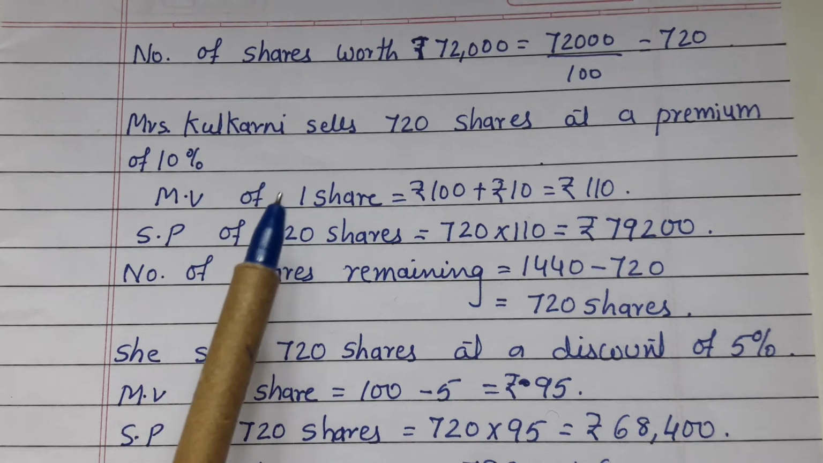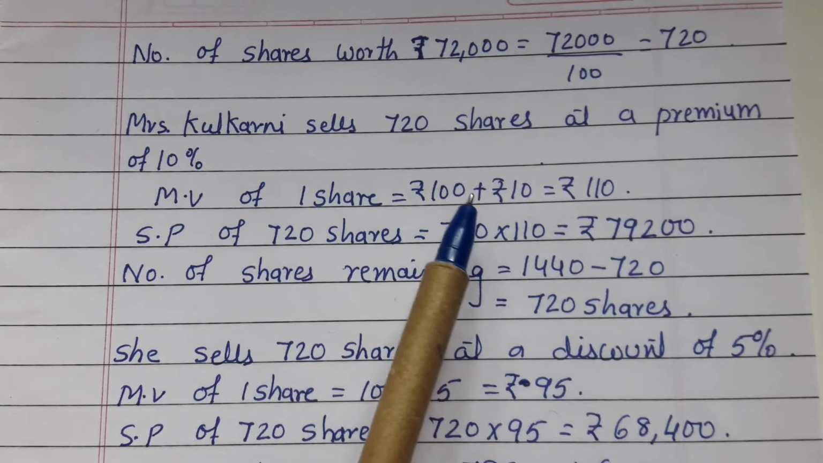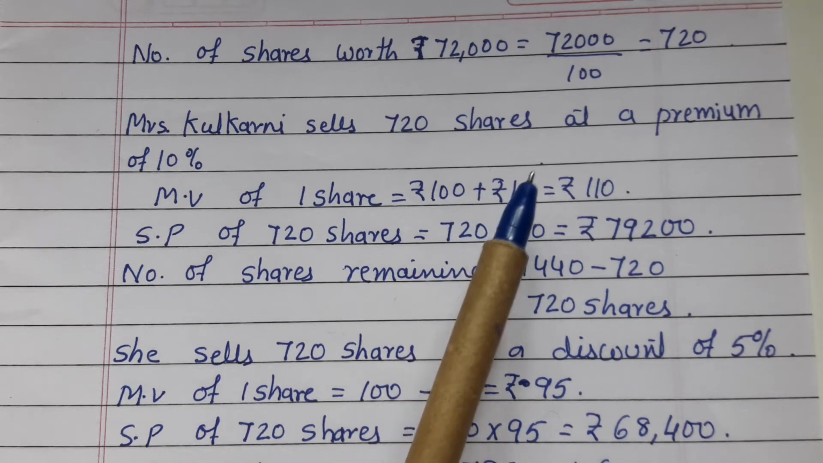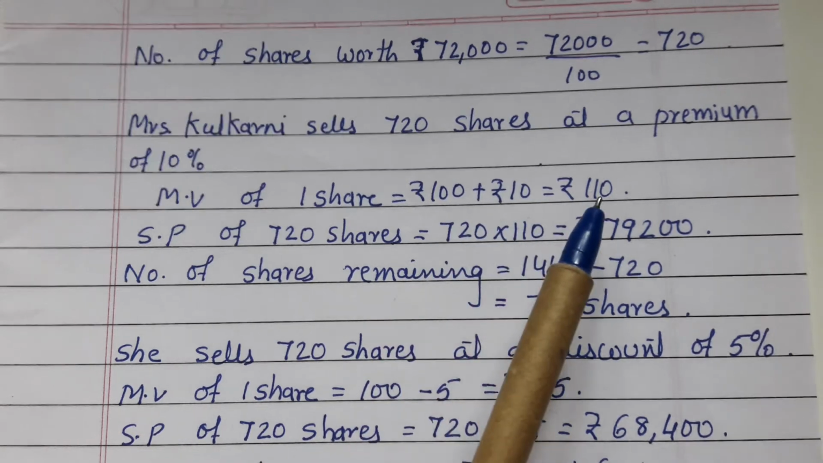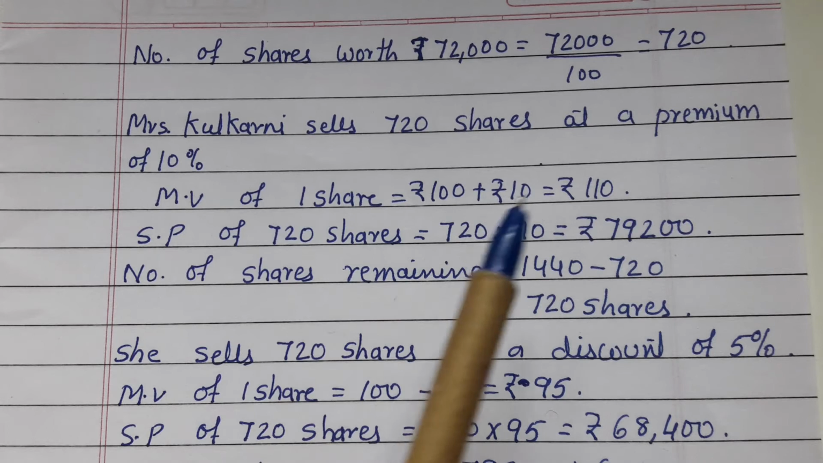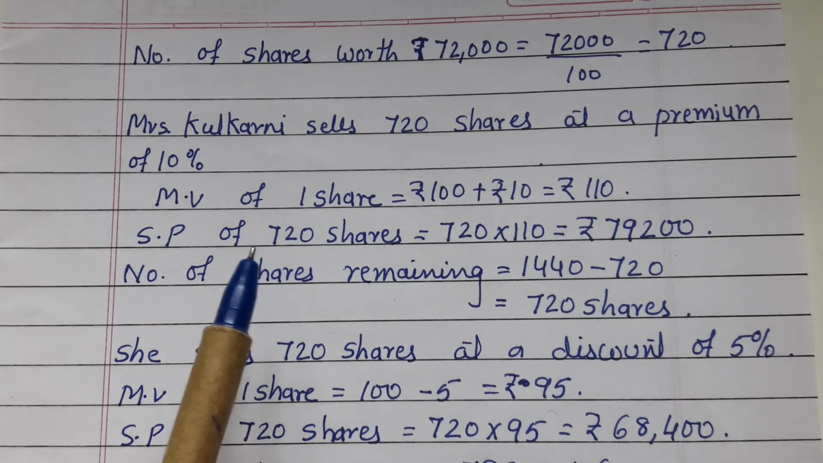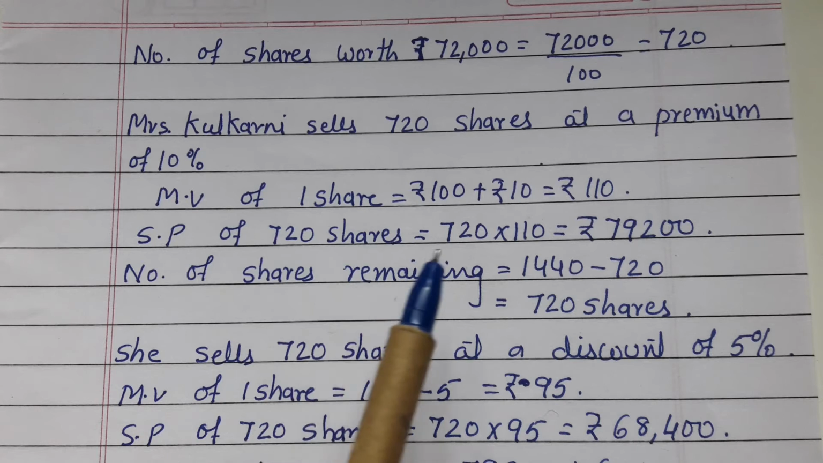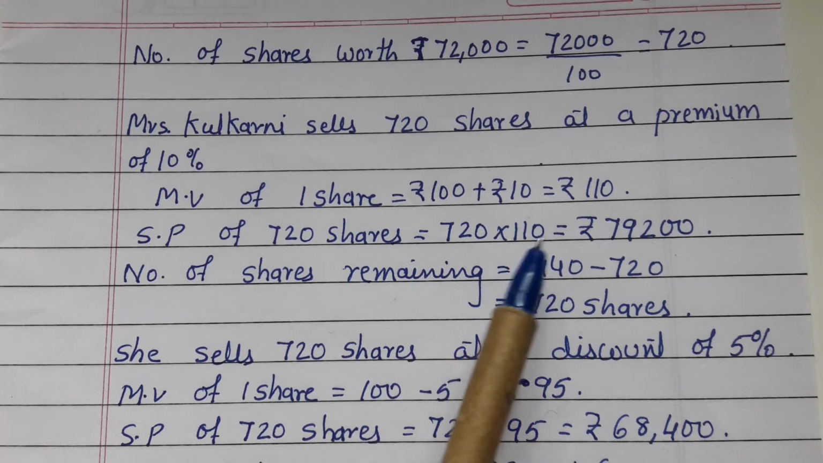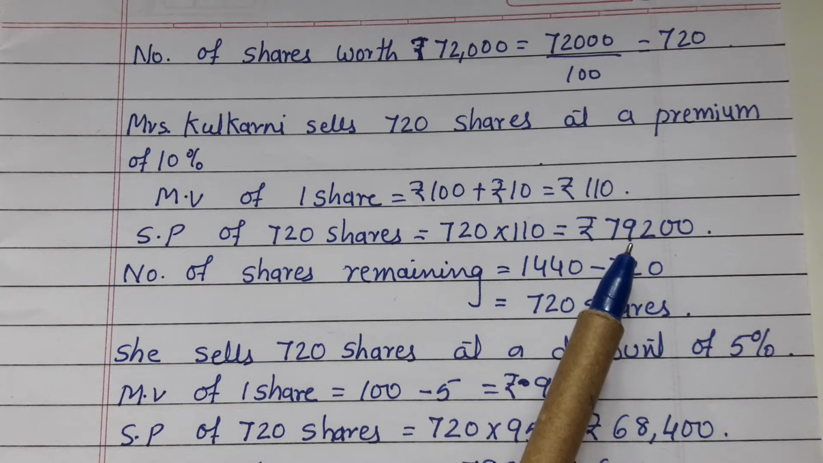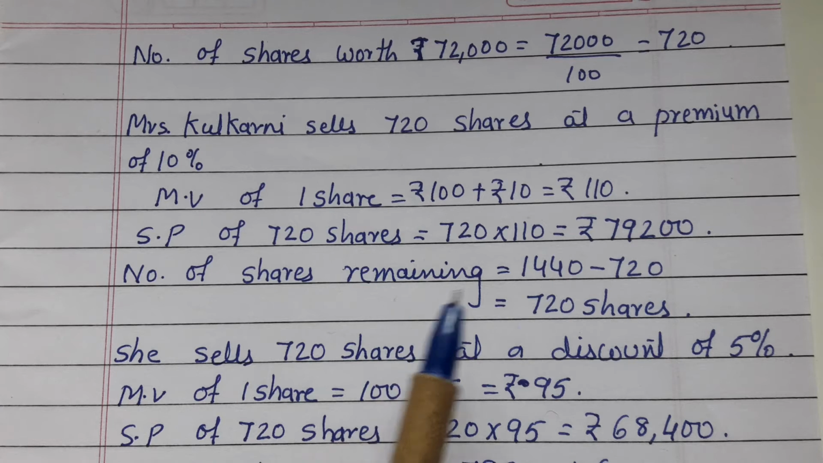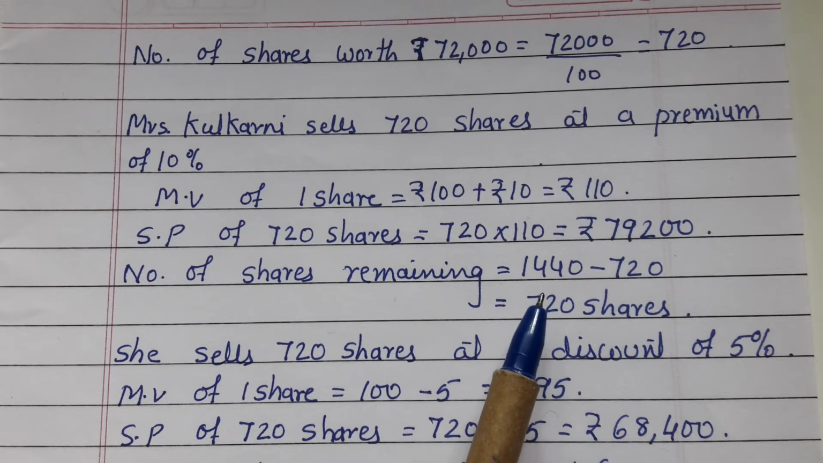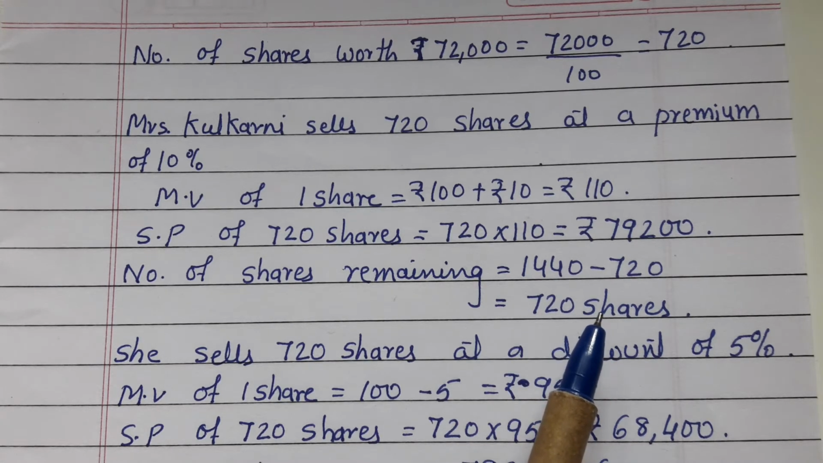So, she sells one share for, premium of 10% means 10% of 100. That is rupees 10. 100 plus 10, 110. Market value for one share, 110. Selling price for 720 shares, 720 into 110 is equal to rupees 79,200. Now, number of shares remaining, total number of shares 1440 minus 720. That is equal to 720 shares.